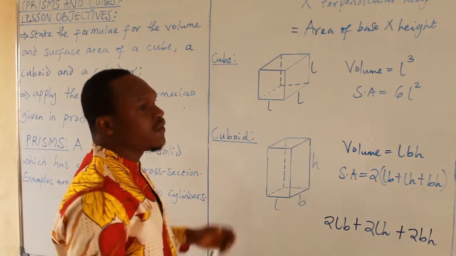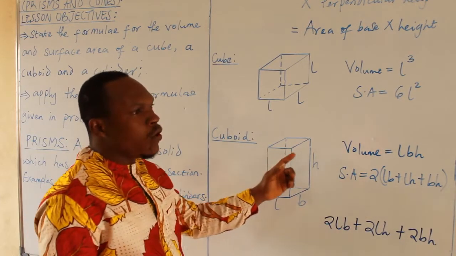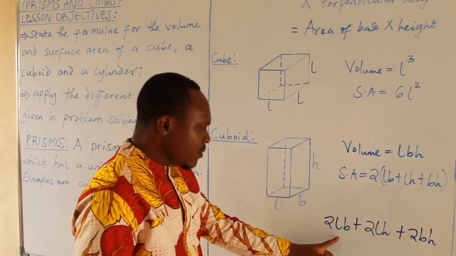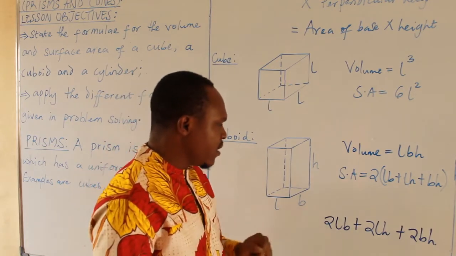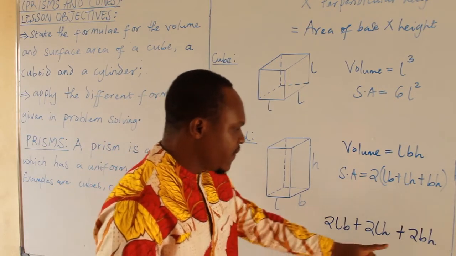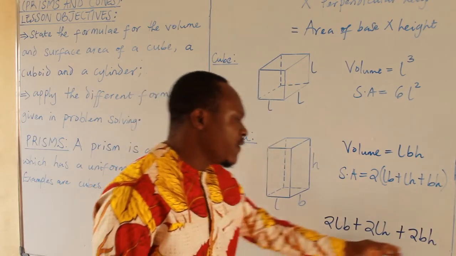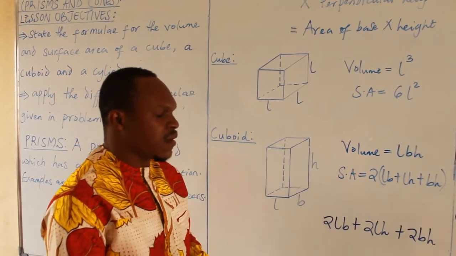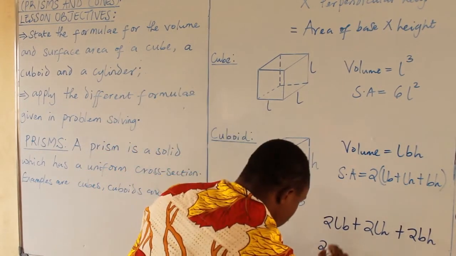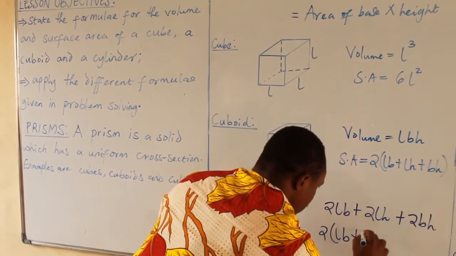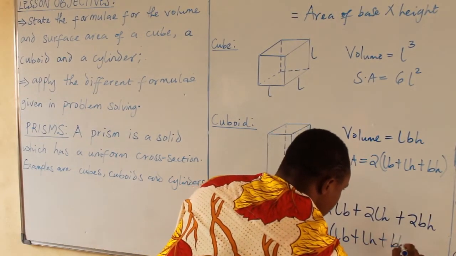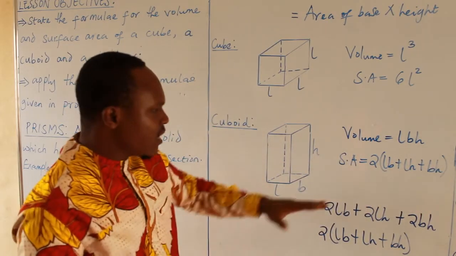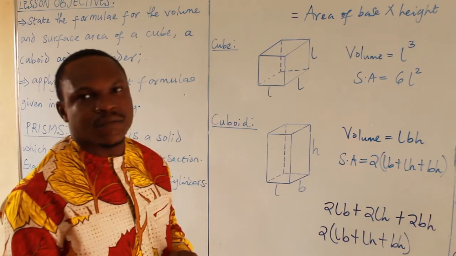Talking about the surface area of the cuboid. Remember, we said the surface area of the cuboid is the addition of all the areas of all the sides. So we first did LB. We have 2LB here. We did the other one, 2LH, and finally 2BH. Now if you look at the three of them, you notice that something is common. We can factorize. 2 is common to the three of them. So if we factorize, we have 2 into LB plus LH plus BH. That is where we got this formula from. That is how we're able to derive this formula.